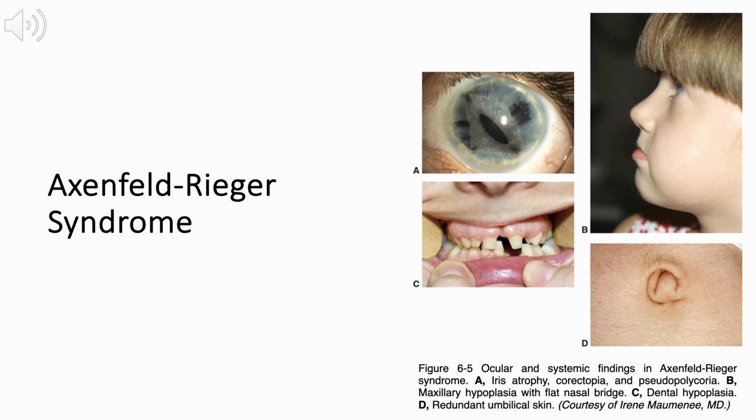This figure depicts the key ocular and systemic findings seen in Axenfeld-Rieger syndrome. The top left image, A, displays the characteristic iris abnormalities, including iris atrophy, correctopia, and pseudopolychoria, which are hallmark features of the syndrome. The profile image, B, highlights maxillary hypoplasia with a flattened nasal bridge, which is a common craniofacial abnormality in affected individuals. The lower image, C, shows dental hypoplasia, evident by malformed and widely spaced teeth. Lastly, the image in the bottom right corner, D, reveals redundant periumbilical skin, a subtle finding seen in this syndrome.